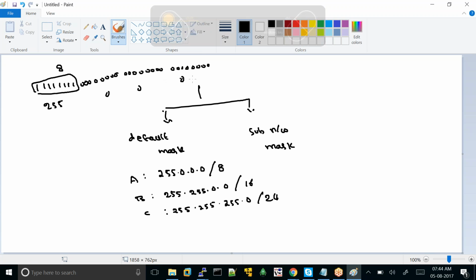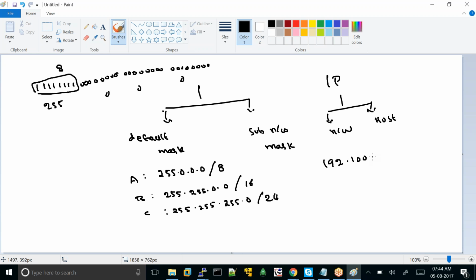What is the need for this default mask? Given an IP address, to identify which is the network part and which is the host part, we need this masking concept. Let me take the IP address 192.100.10.5. First, look at the IP address and identify which class it belongs to. In this case, 192 belongs to class C. Therefore, you take the class C mask and apply it here.